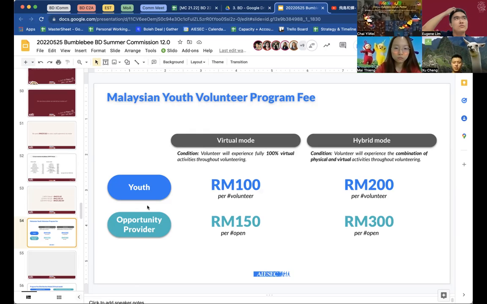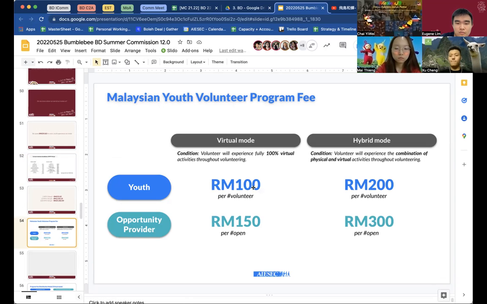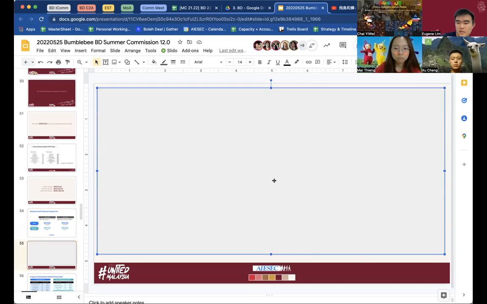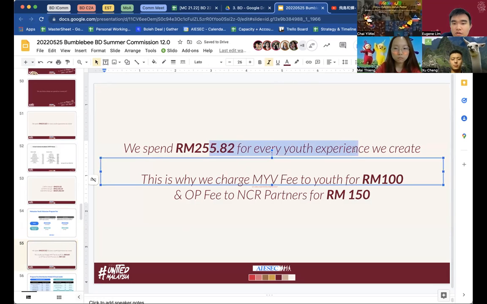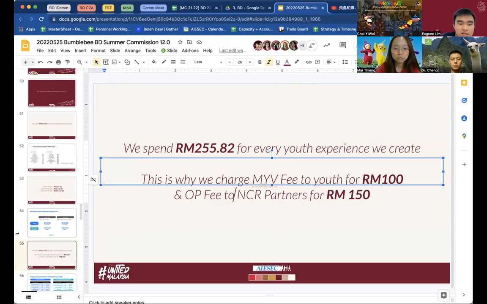So I think two months ago, someone from the commission asked why we are already charging youth money, yet we still need to charge partner money. It's because of this. Every time we charge 250, we are actually running on a deficit. We are only charging 100 from youth, and then we still have 150 blank there. So for every youth experience we create, it's 100 ringgit from youth and 150 ringgit for NCR partners.